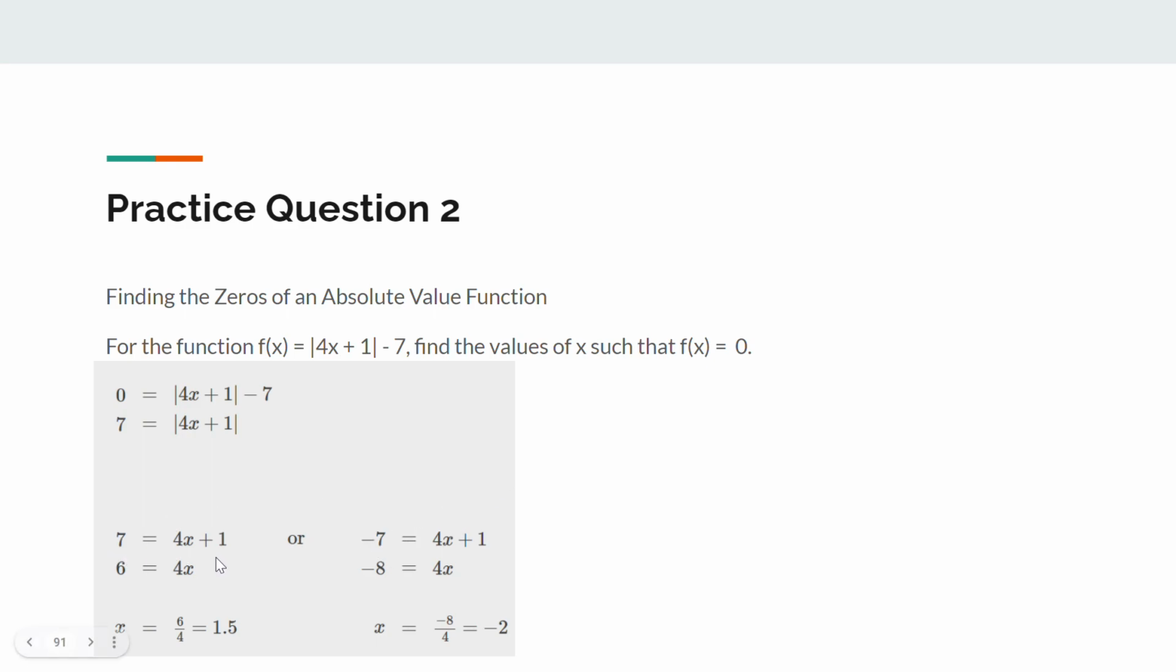Then we subtract 1 on both sides, we get 6 is equal to 4x. And then we subtract 1 on both sides, so we've got negative 8 is equal to 4x. And at last we get x is equal to 1.5 and x is equal to negative 2.